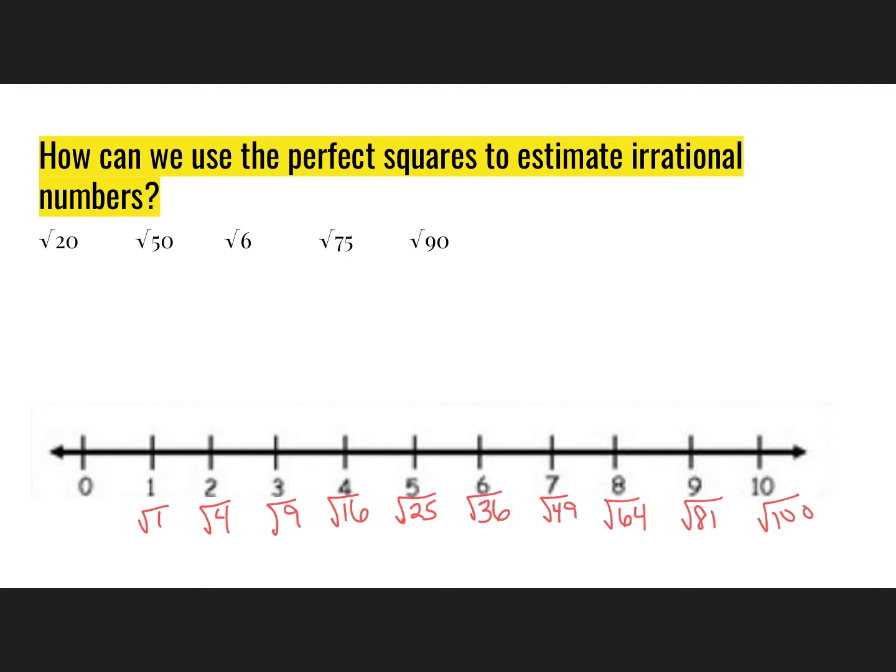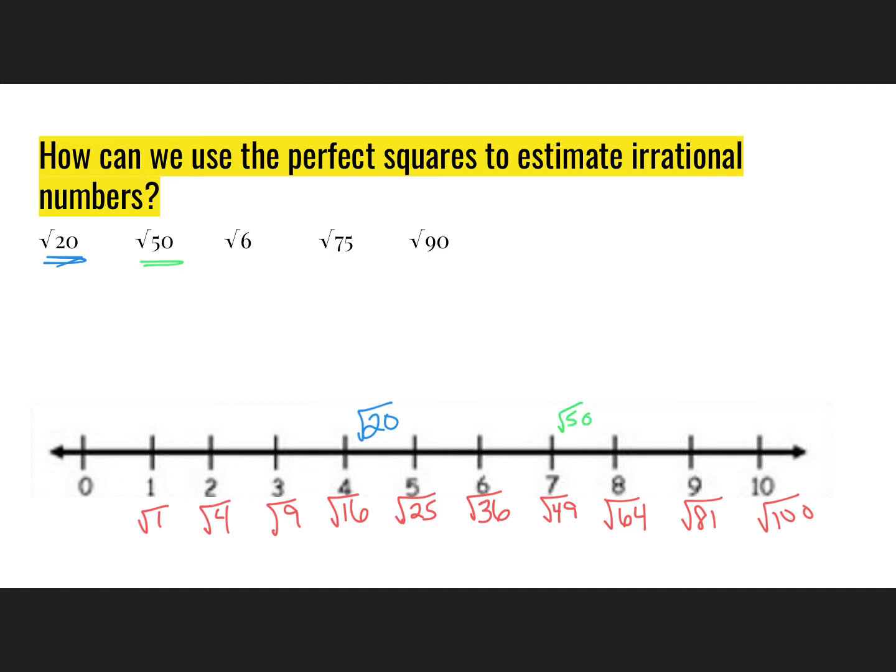So now, let's look at where we will put the square root of 20. Well, the square root of 20 would be between the square root of 16 and the square root of 25. So I put the square root of 20 right between. Well, what about the square root of 50? The square root of 50 would be between the square root of 49 and the square root of 64. It'd be really close to the square root of 49. We saw that earlier when we did it. So I put that right here, the square root of 50.